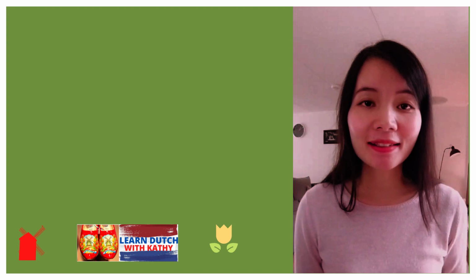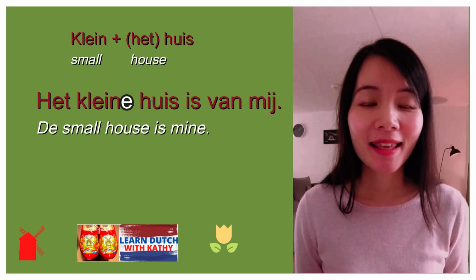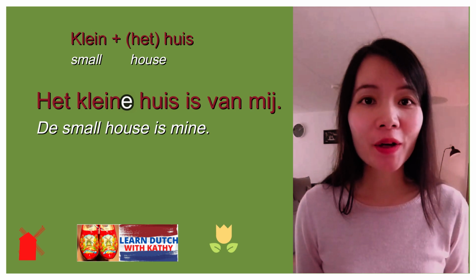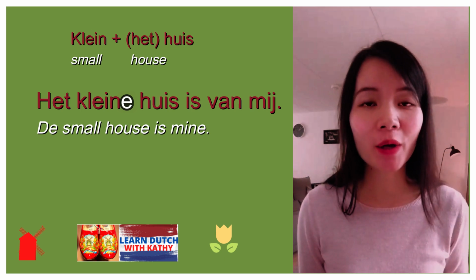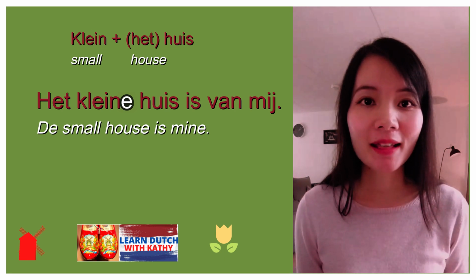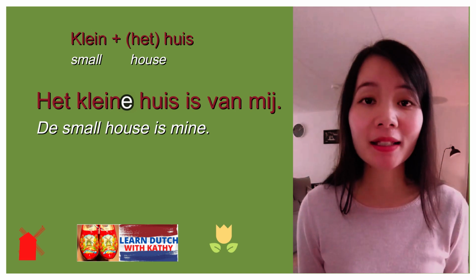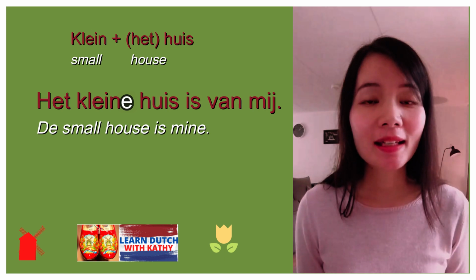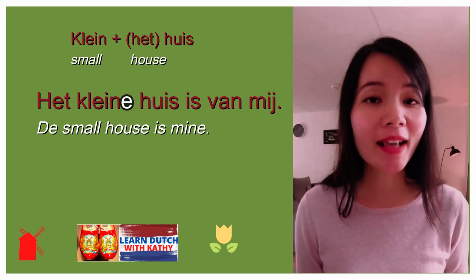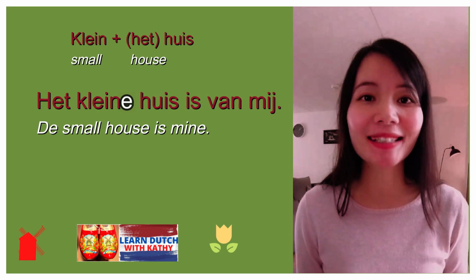So, what would I say if I want to mention that small house is mine? So, first, the noun house is the het noun. So in Dutch we call it het huis. Het kleine huis is van mij. The small house is mine. So as you can see, an e is added at the end of the adjective klein. We've got kleine huis. Het kleine huis is van mij.